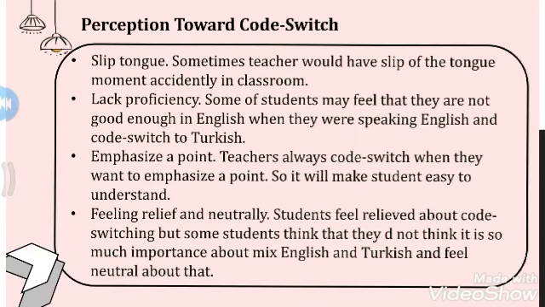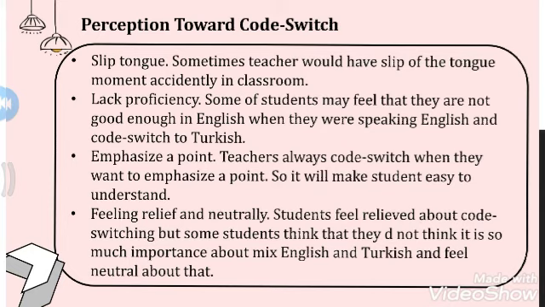And then perception toward code switching. There are several points in this topic. The first is slip of the tongue. Sometimes a teacher would have a slip of the tongue moment accidentally in the classroom. And the second, lack of proficiency. Some students may feel that they are not good enough in English when they speak English, and they could switch to Turkish or their mother language.